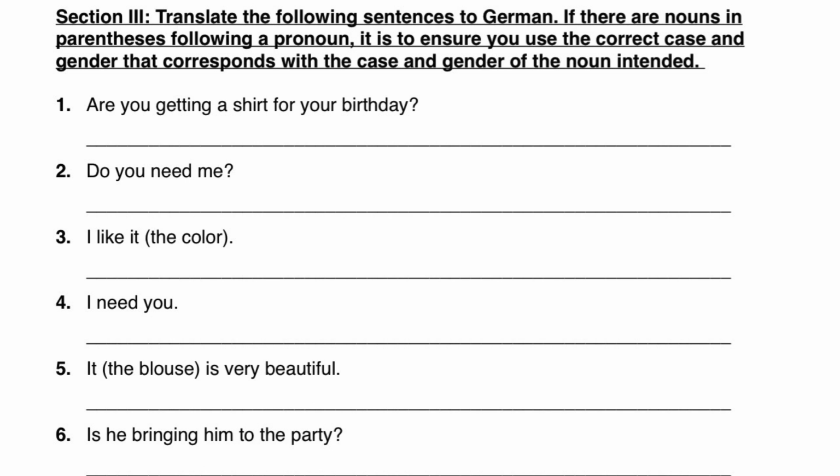In section 3, we have to translate all of these sentences, and if there's a noun in the parentheses, that means that we have to use that for the pronoun that precedes it. Basically, it's me differentiating for the different kinds of it.